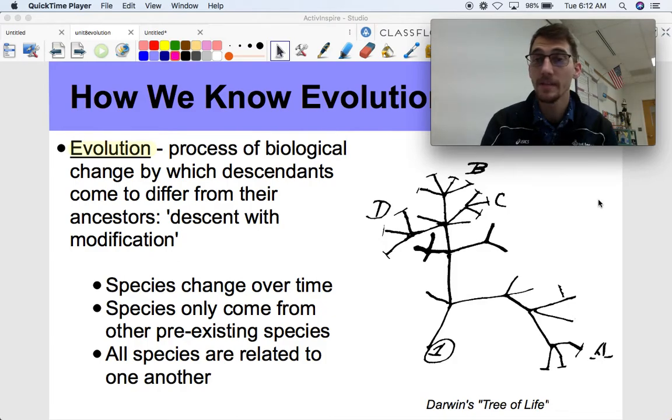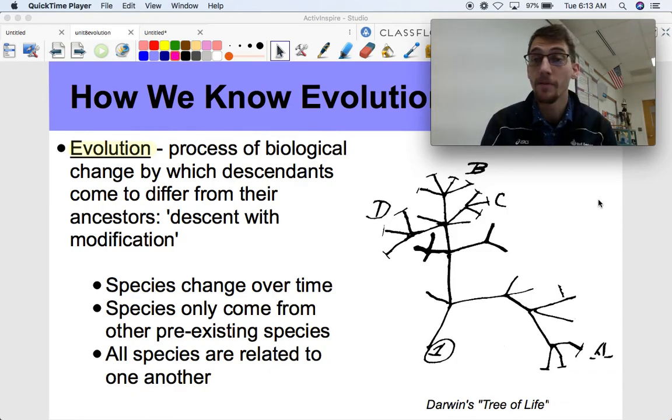Evolution tells us three main points. Number one, species change over time. No species has just stayed stagnant throughout its entire existence. And the keyword there is species, not organisms. If I decide to live in the ocean, I won't grow gills. That's not evolution. I'm not just going to evolve to my environment. Organisms don't evolve, species do. So that's point number one.